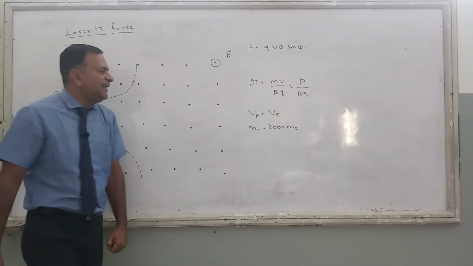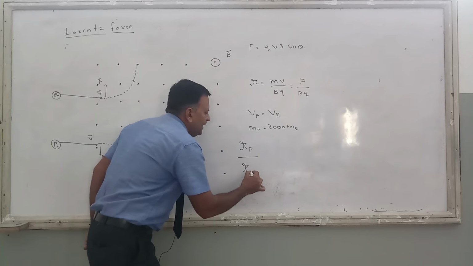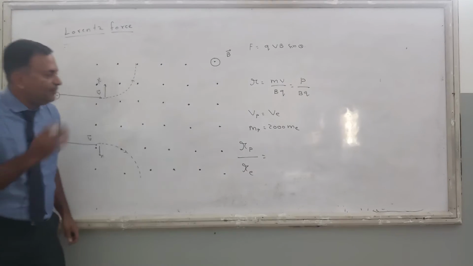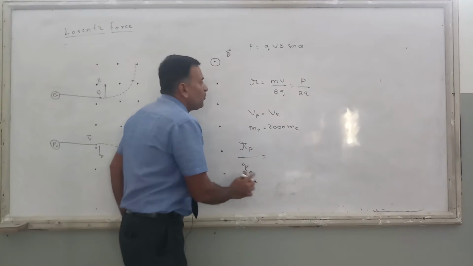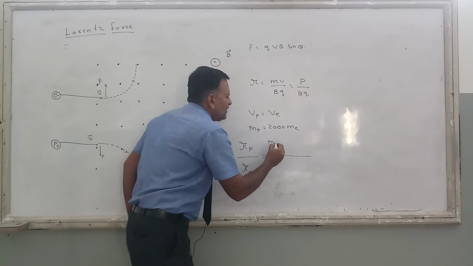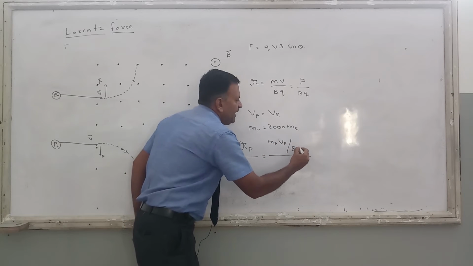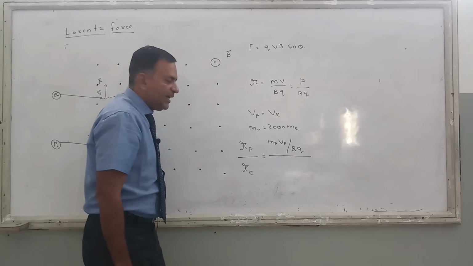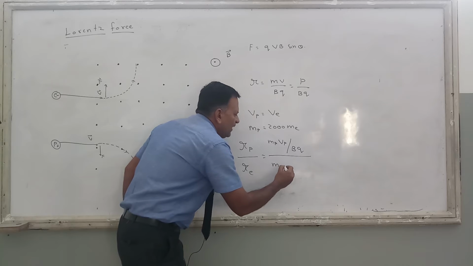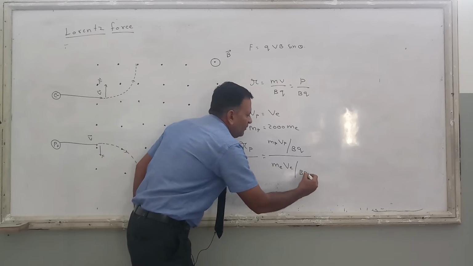Okay, now we find the radius. Radius of proton divided by radius of electron. इनका दोनों का जो रेडियस है उसका रेशियो फाइंड करेंगे अपन. So what is radius of proton? It is given as mass of proton into velocity of proton upon bq. And radius of electron is mass of electron into velocity of electron upon bq.